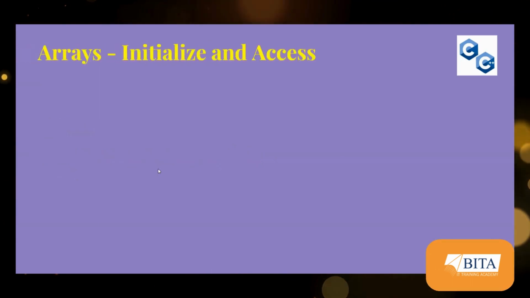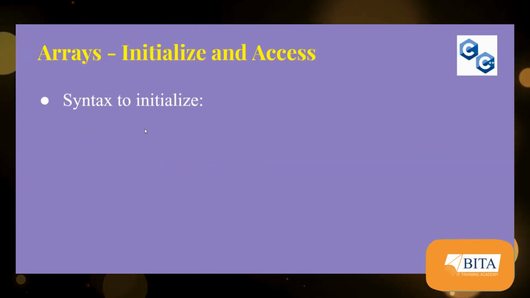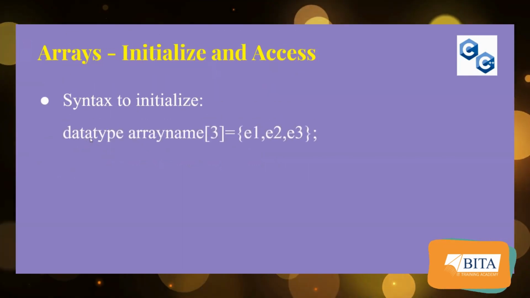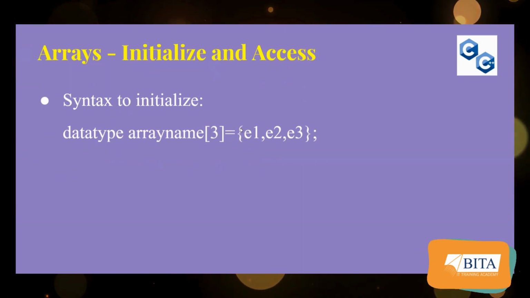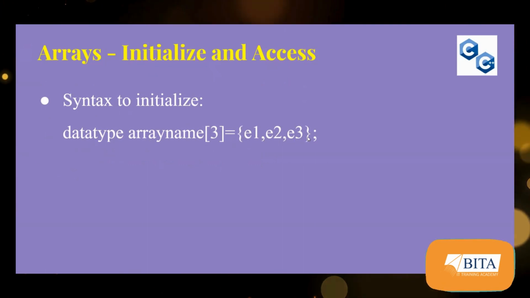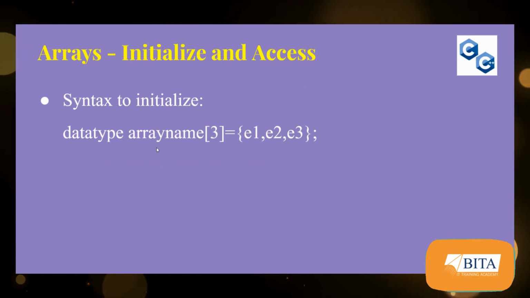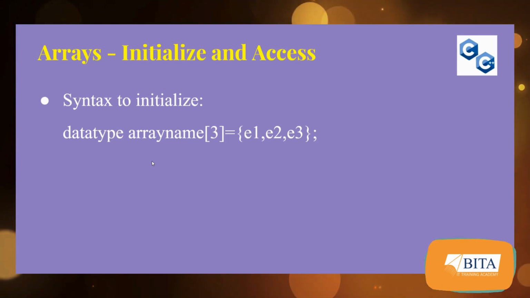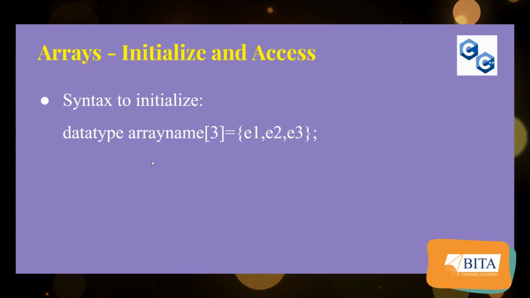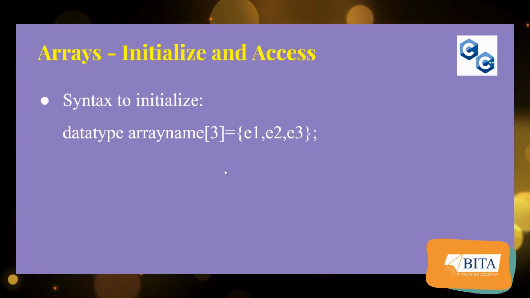Here goes the syntax for the initialization of array elements. Data type, array name, and it is equal to, and we specify all the elements inside curly braces. This is similar to how we initialize a single variable: int a = 10. Similarly, for arrays, we initialize in this format.